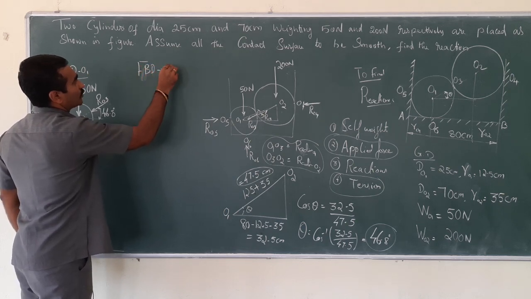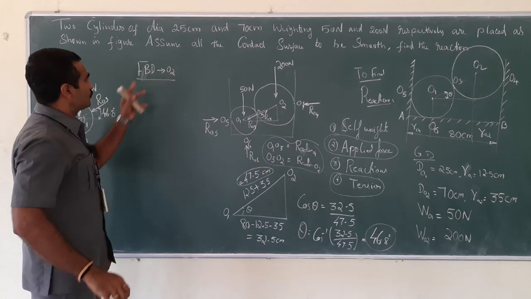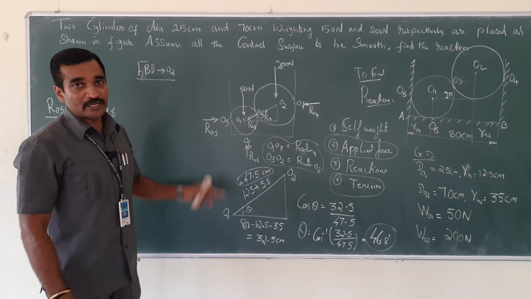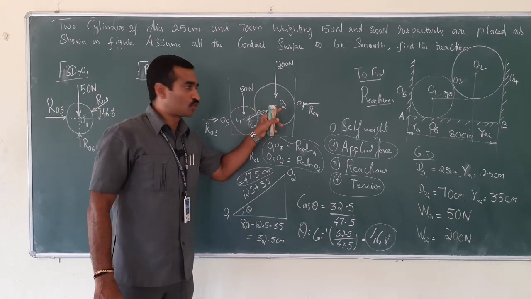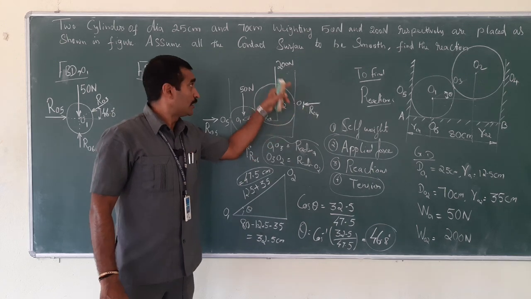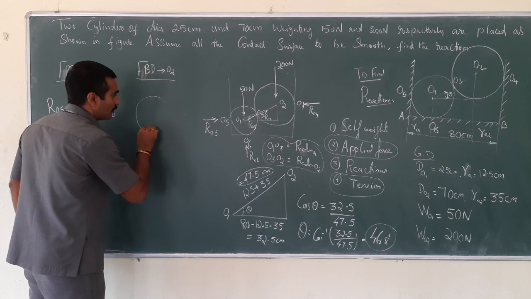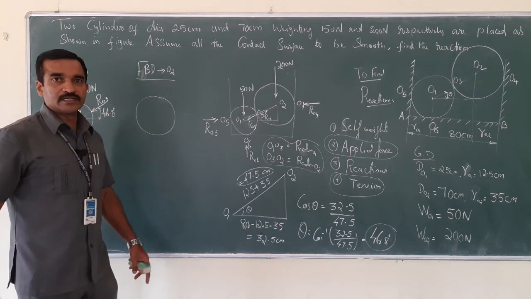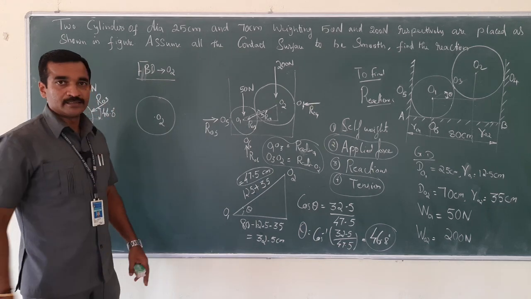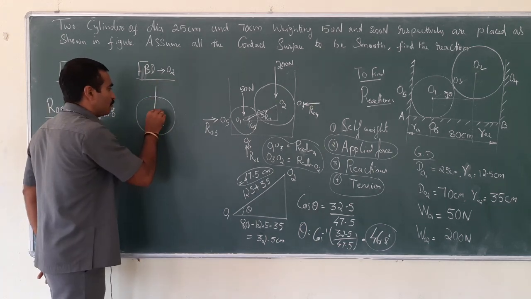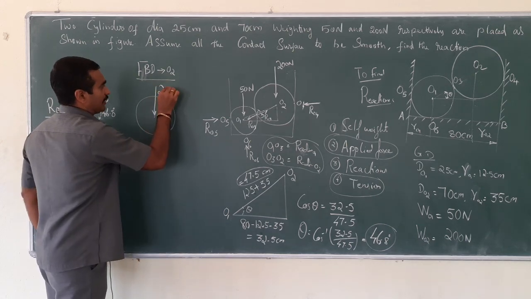FBD for O2 cylinder. This is for O1 cylinder and this is for O2, the second cylinder. Look at here, how many reactions are there? One reaction towards the point O2, and another one is from O4, and one self weight. Right. Let me just draw the circle here, that is the O2 cylinder. Its own weight, first you just mark the own weight or the self weight, which is of magnitude 200 Newton.